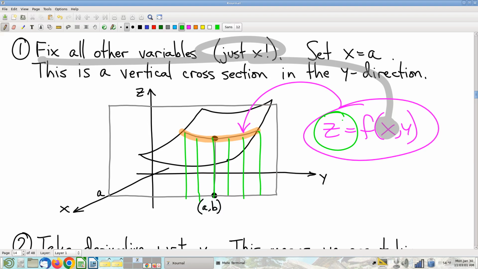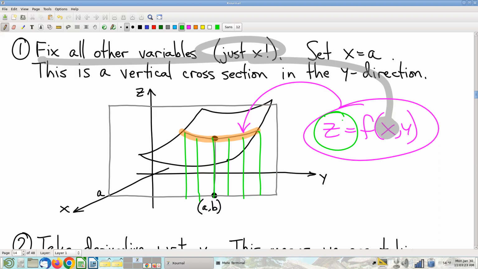Right? Z represents height. So this orange cross-section is literally the graph of our new single variable function. Thinking of z as a function of only y, x being a constant. So we're confined to this cross-section. Height is the variable z. This is a graph. Right?